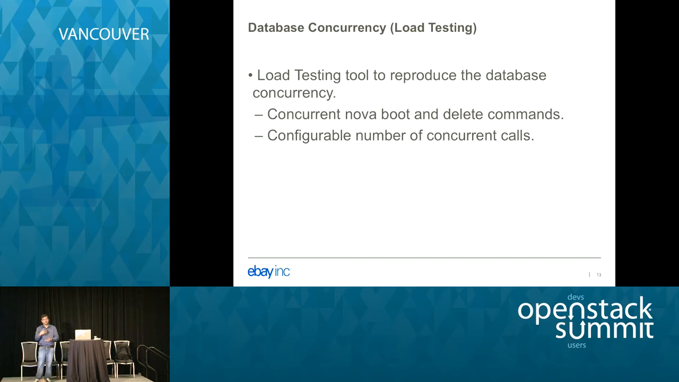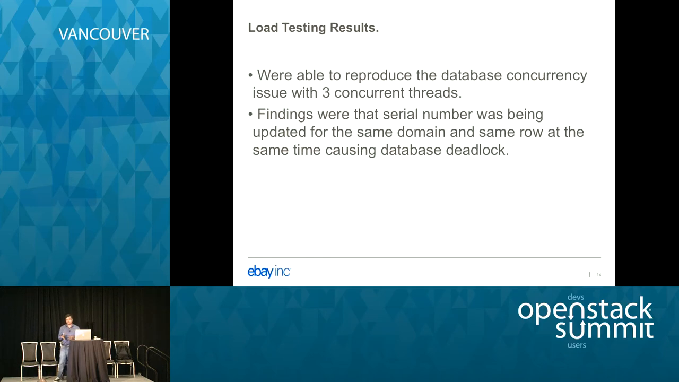So our load testing tool made API calls, and at the same time issued parallel NOAA boot and NOAA delete commands. We wrote the tool so that we could configure how many concurrent calls we wanted to make at the same time. We did that and found a few things. One thing we found is that we were able to reproduce the database concurrency issue with three threads. When Central had to process three messages at the same time, we ran into concurrency issues.